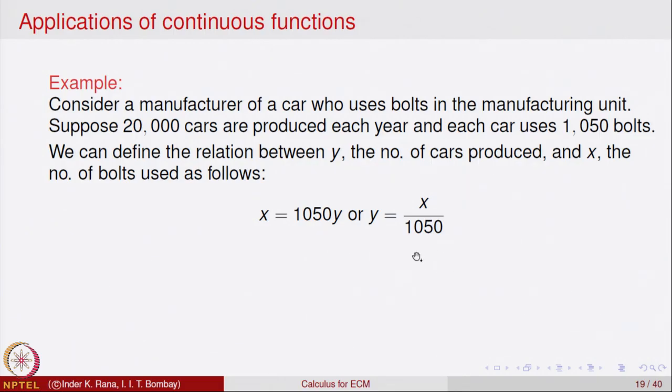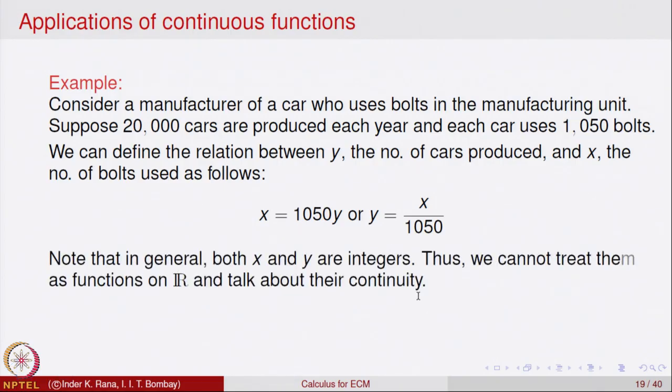So, of course, this is a linear relation, but the only drawback in this data is the number of cars or the number of bolts are going to be numbers. They are integers, right. They are actually positive integers, so they are natural numbers. So, we cannot treat y as a function of x as a function on the real line and talk about continuity of this function. Of course, one can talk about continuity, but that really does not make sense in this scenario. So, this goes to what is called the modeling of the problem.